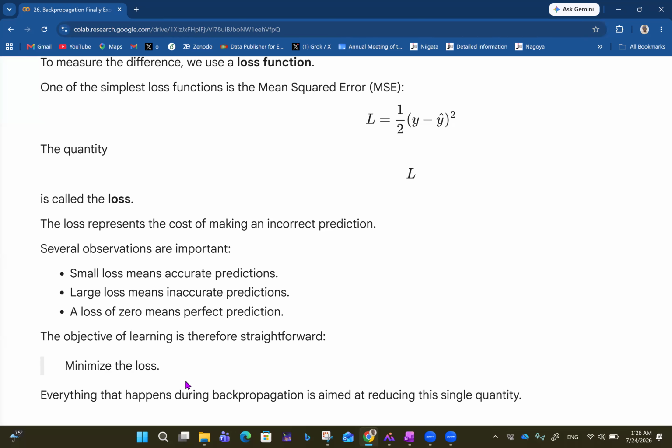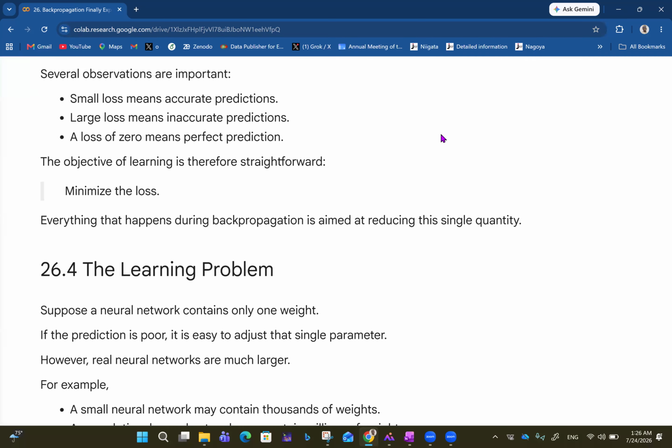We minimize the loss, right? We want to minimize the loss. That is the essence of learning. We've talked about, I think we had a whole video on loss already, on the loss function. So everything that happens during backpropagation is aimed at reducing this single quantity. Our goal now is to make sure the gap between the target and the prediction is small enough. That's basically what backpropagation is about.